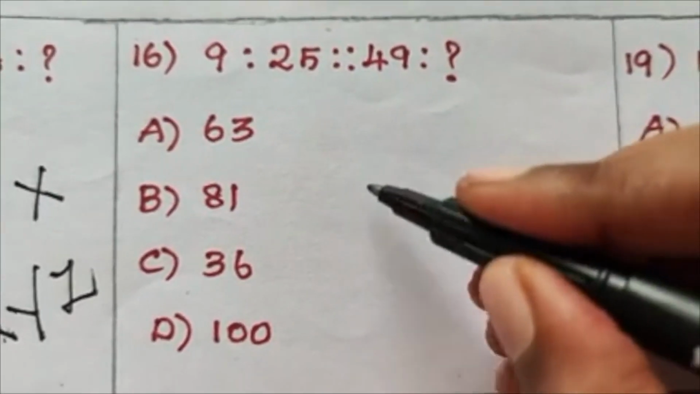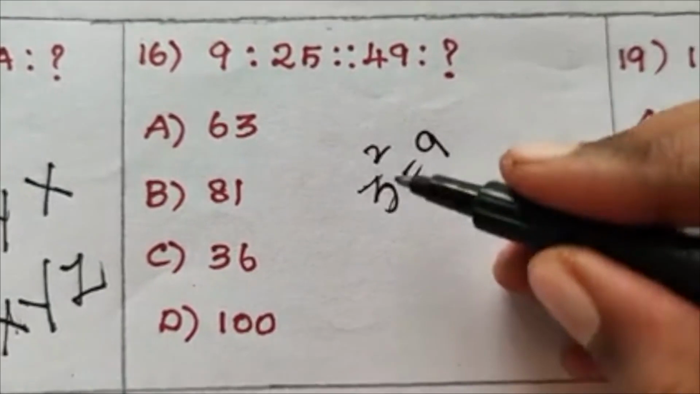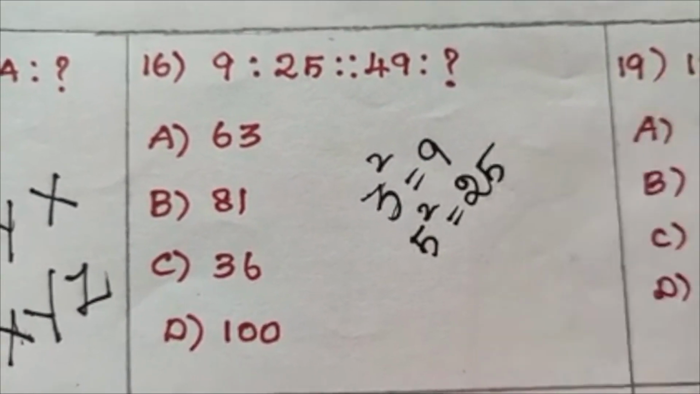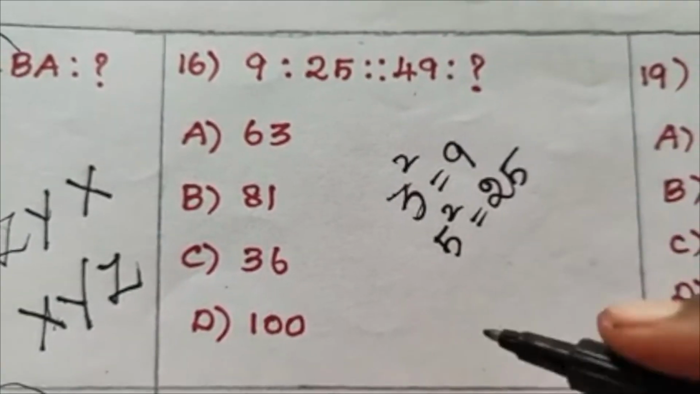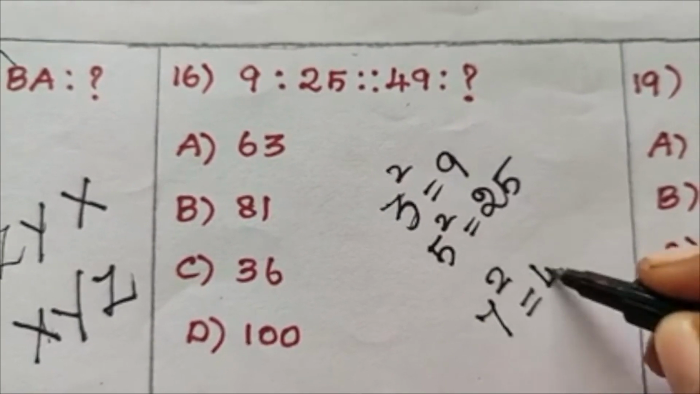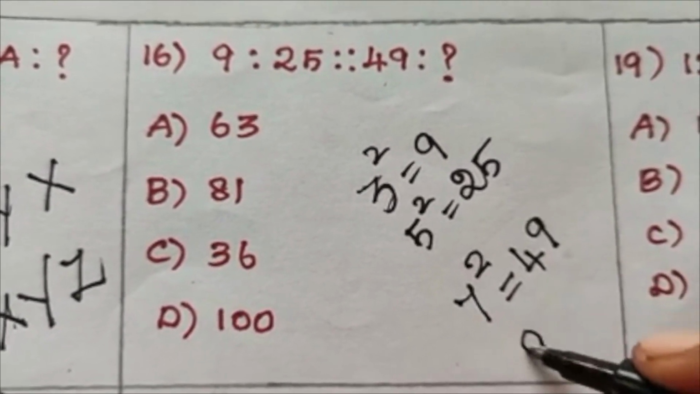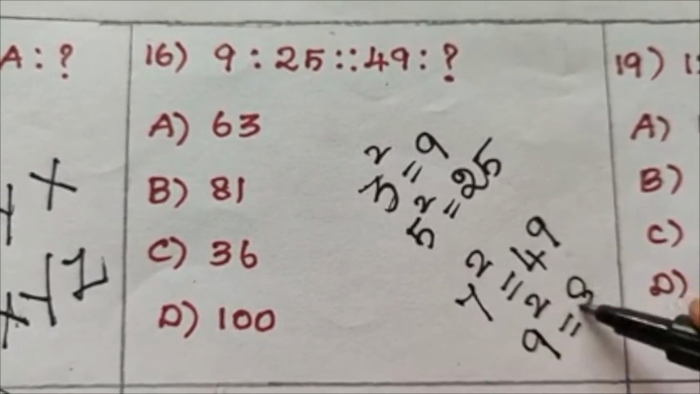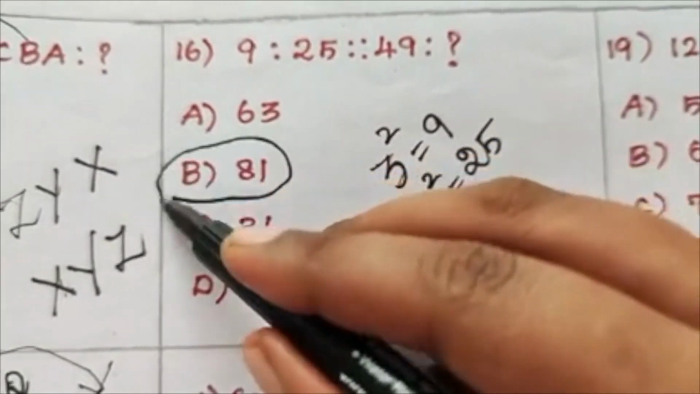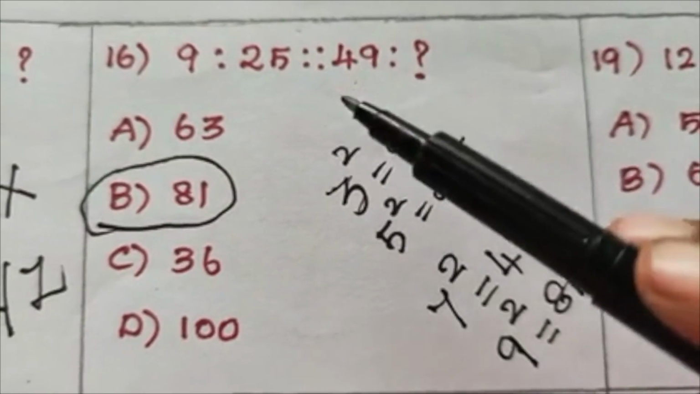3 square is 9. And the next odd number, 5. 5 square is 25, right? Similarly, 49 is the square of 7. 7 square is equal to 49. So what is the next odd number after 7? 9. 9 square is equal to 81. So the right answer is option B, 81. Okay? So 9 is related to 25. In the same way, 49 is related to 81.